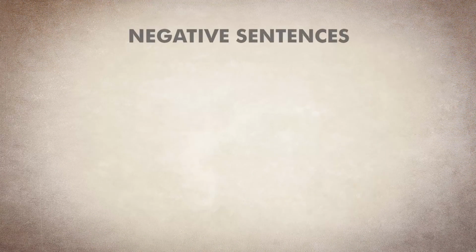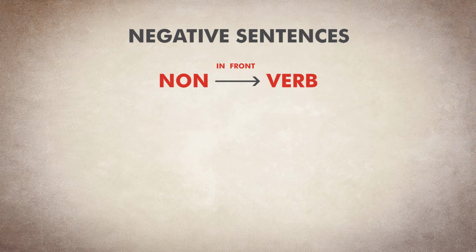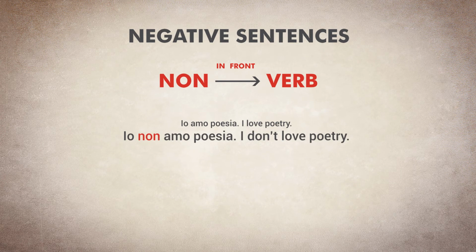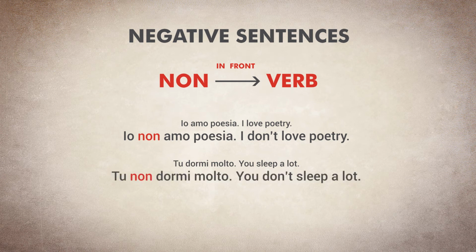Now, how do we form negative sentences? We just put non in front of the verb. For example, io amo poesia. I love poetry. Io non amo poesia. I don't love or like poetry. Tu dormi molto. You sleep a lot. Tu non dormi molto. You don't sleep a lot.